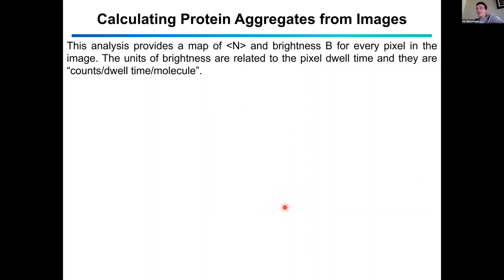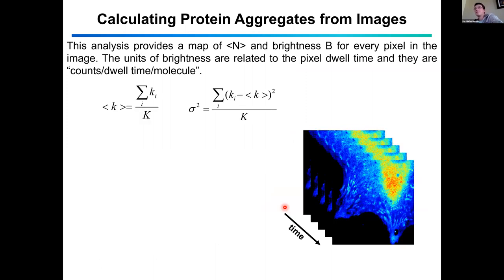But later, if you have a standard, a monomeric standard, you can then just normalize by that and then say, okay, these are the monomers, these are the dimers, these are the trimers, and so on.